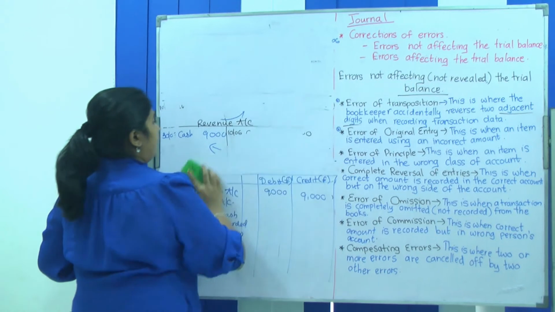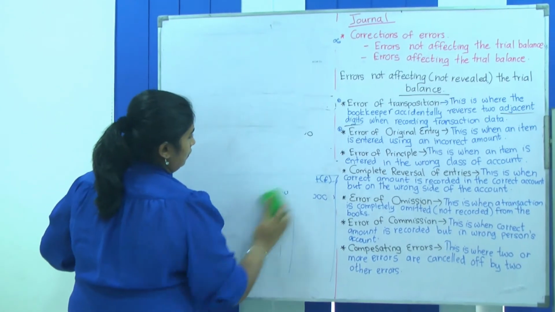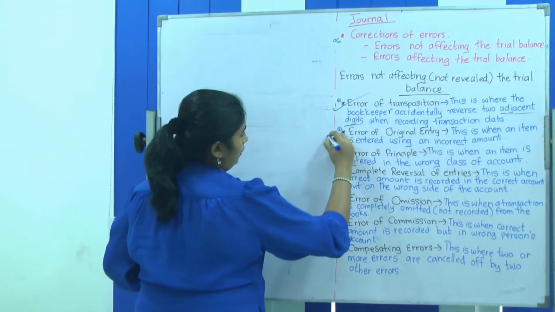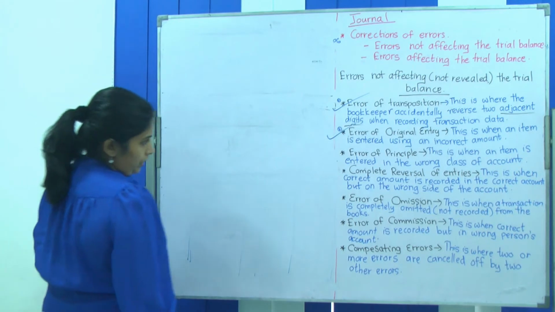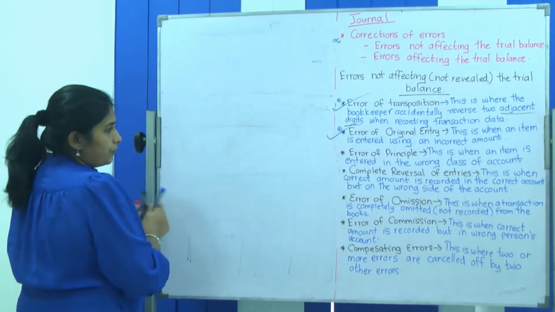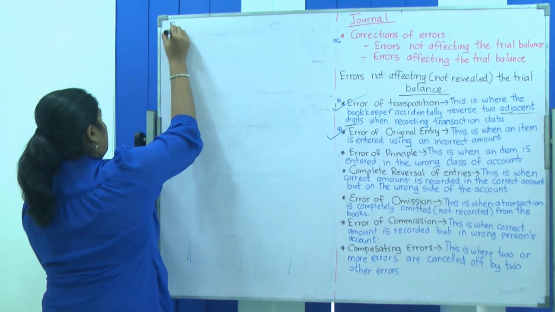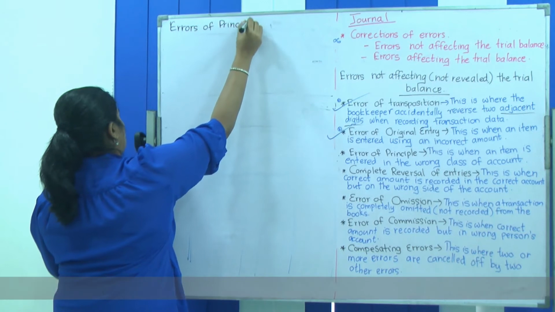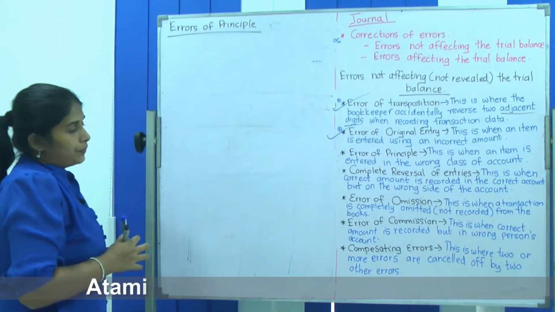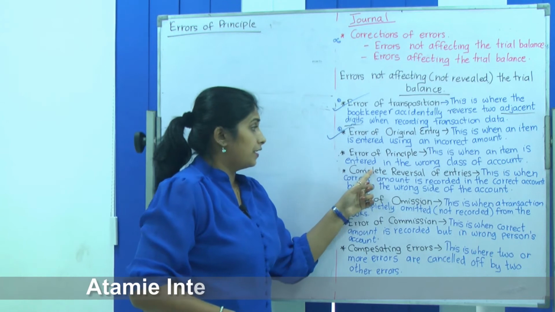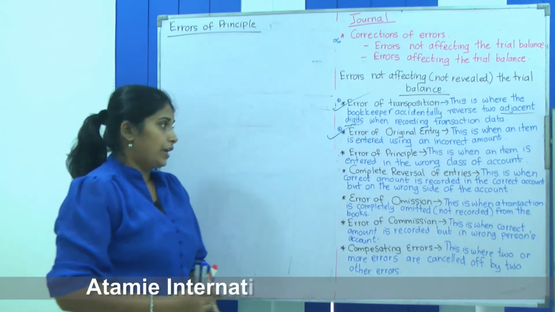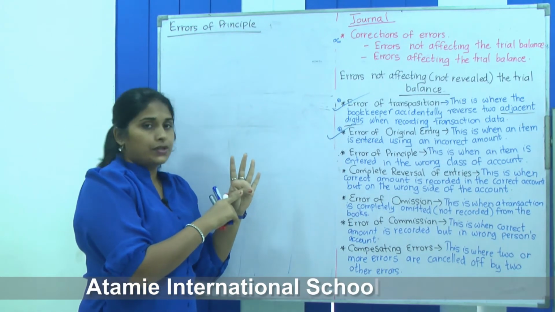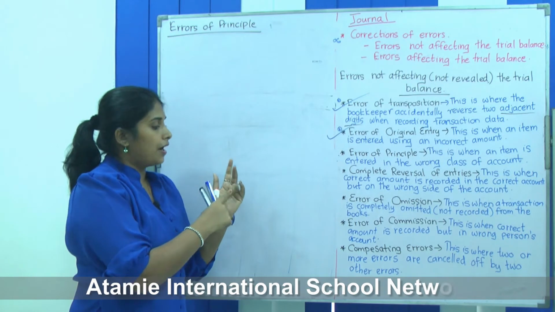Now the next type of error. We have covered errors of transposition and how to correct the error of original entry. Now we are going to do errors of principle. Error of principle is when an item is entered in the wrong class account. Now there are how many classes? There are 5 classes together: equity, assets, expense, income and liability.